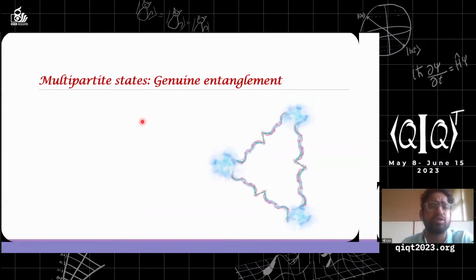Then let me come to the multipartite case, whether our criteria can detect entanglement in multipartite or many body systems. We know that if you consider many body systems or multi-party systems, then their entanglement can be of a different class.